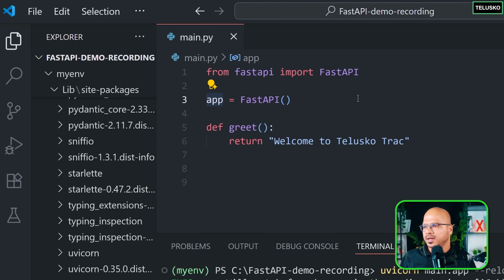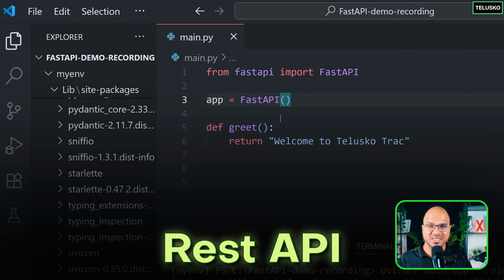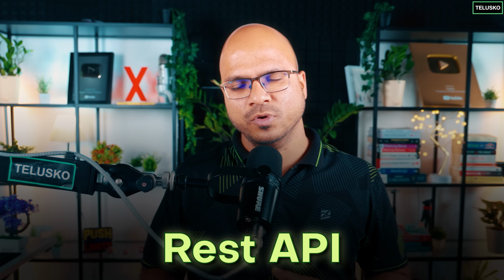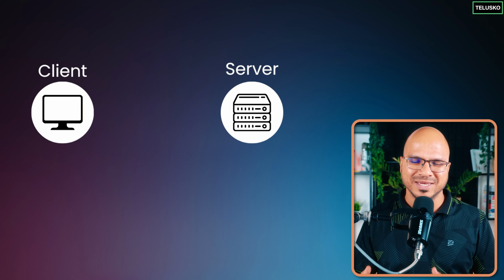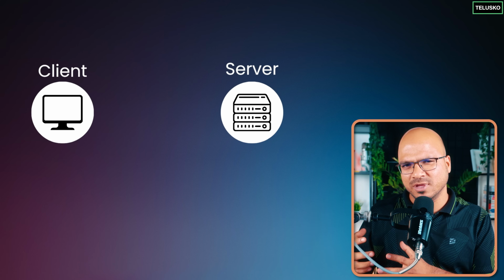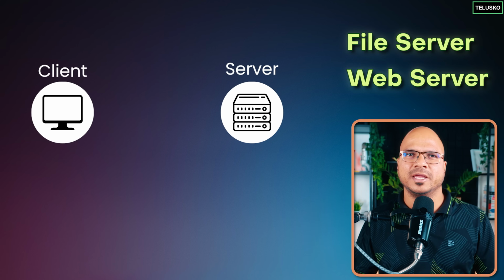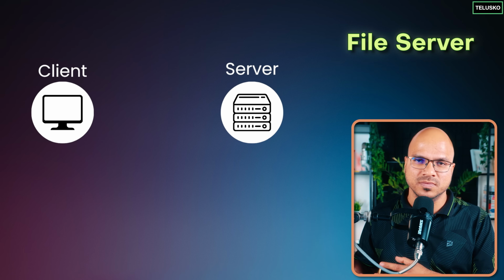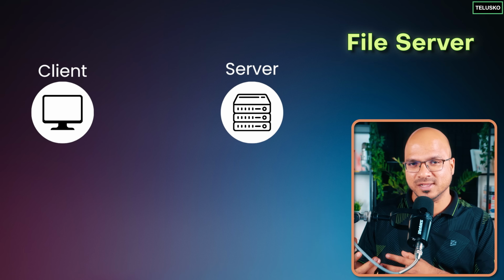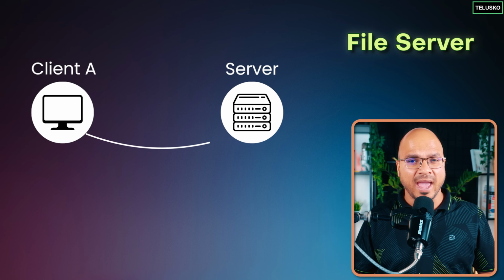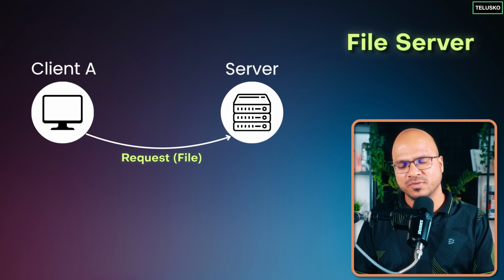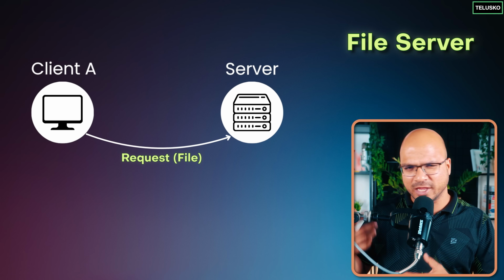So let's solve that. And before we understand that, let's move towards something called REST API. Before we move into REST API, we got a client and we got a server. Now, the job of a server is to give services, right? This can be a file server, this can be a web server, this can be some other server. When you say it's a file server, the job here is to give files to whoever is asking for them. So let's say there's a client A and says, hey, I want that file. The request goes to the server. The file server says, okay, let me search for the file.